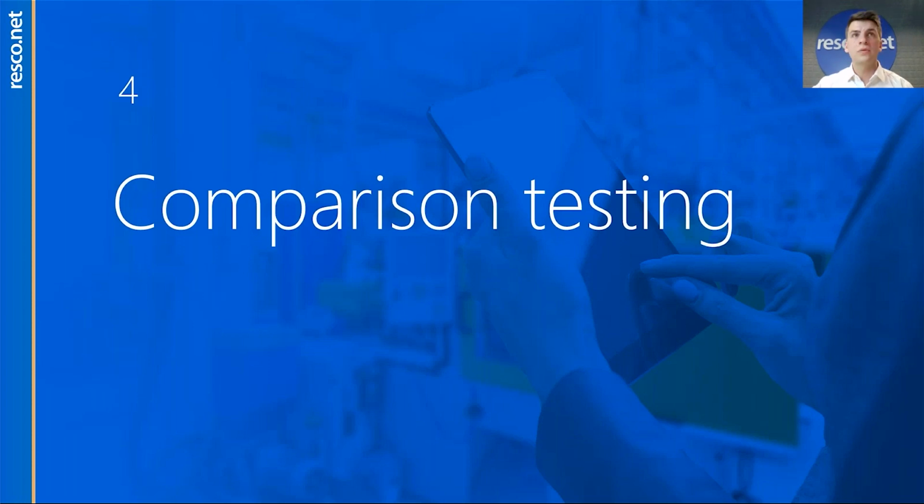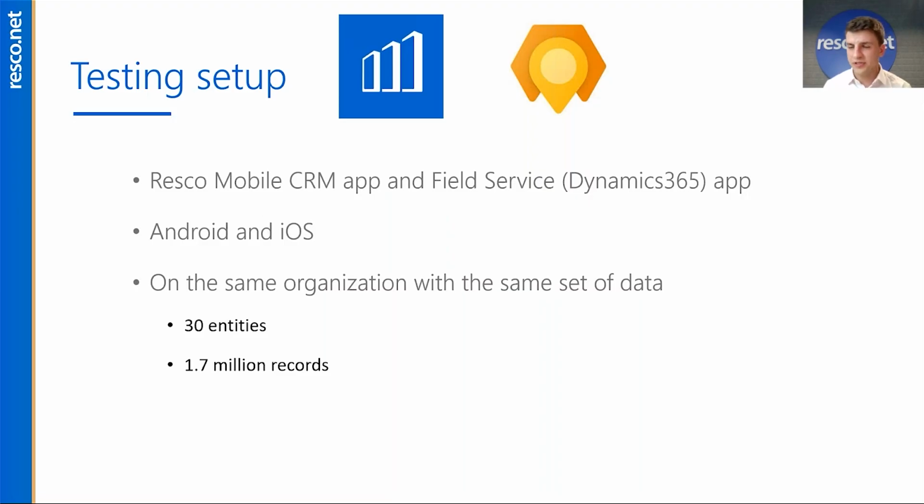So what we wanted to do was to set up one organization, and we tried to make the customization as similar as possible. So we selected the same set of entities for both the Resco project and the Power Apps project. We preset the same sync filters, so we would have in total the same number of records synced to each device, to each application, and we ran these tests for both Android and iOS, and we observed and measured the results.